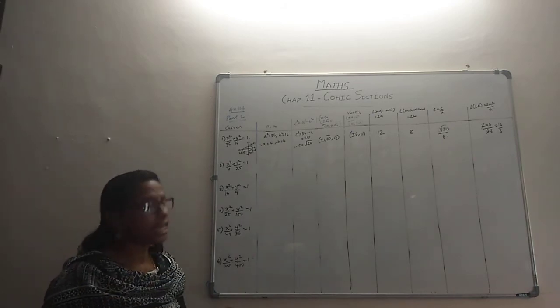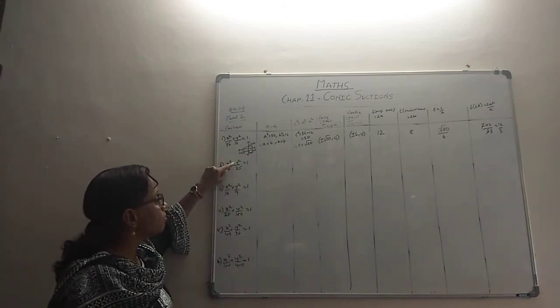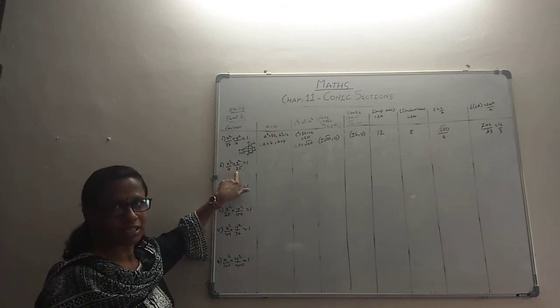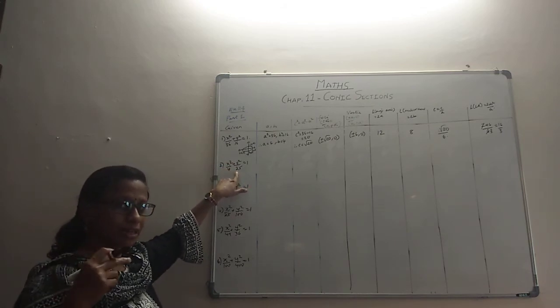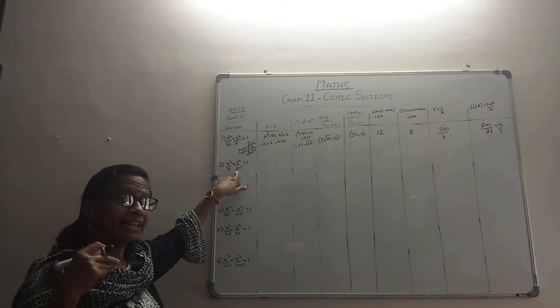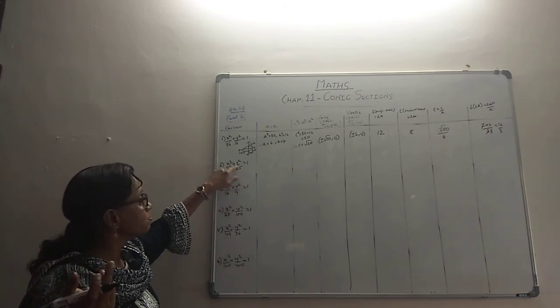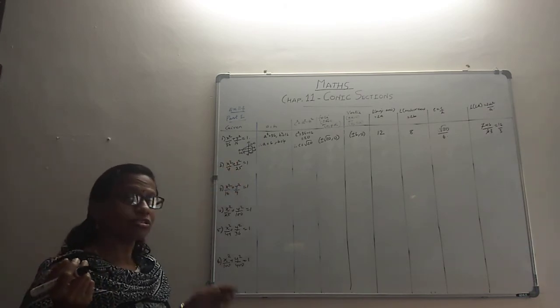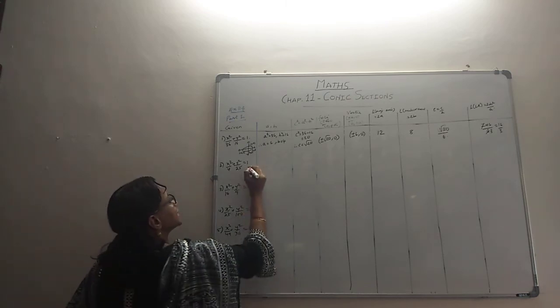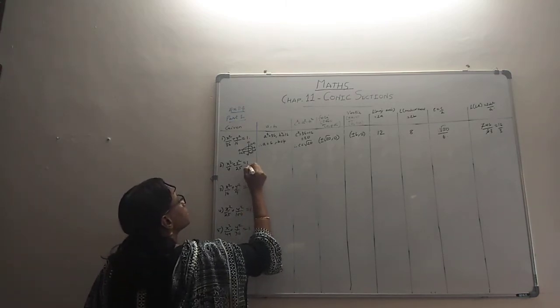If you carefully see, it is below y squared that the bigger value is coming. You should see where that bigger value is coming. Depending on that, you can tell which kind of ellipse it is. So it is below y squared that the bigger value is coming, so it's of type 2. So it is like this. This ellipse is like this.